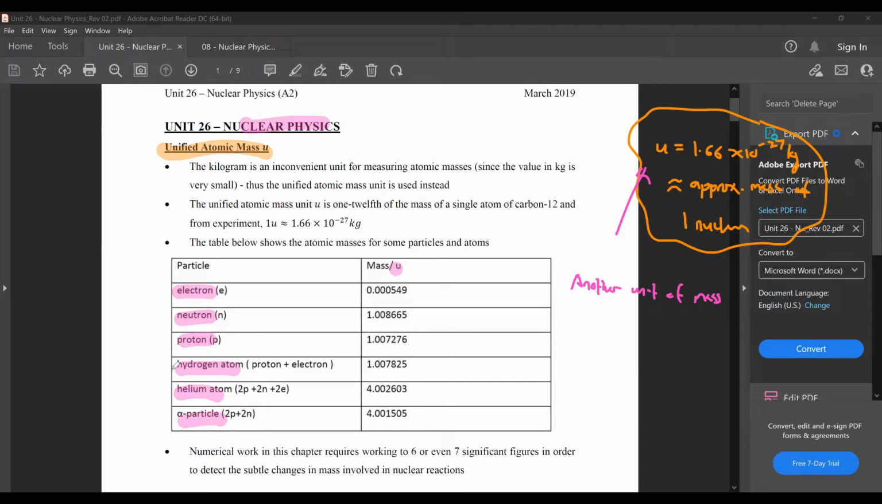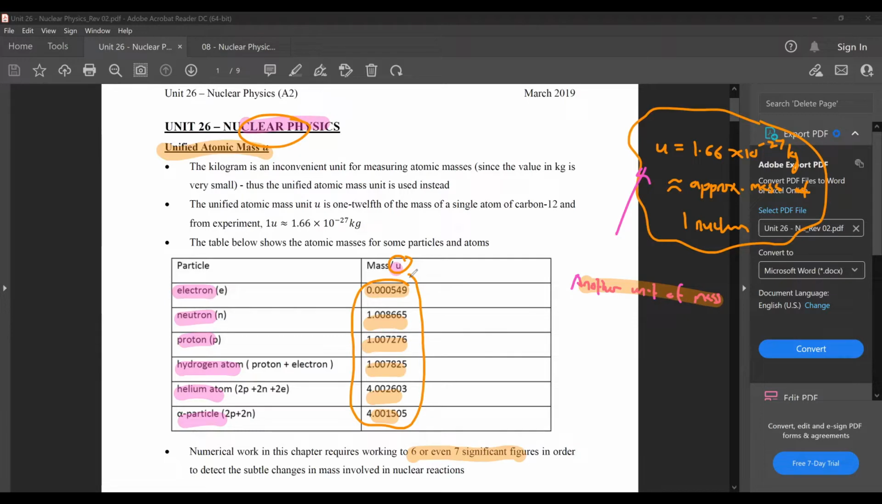So note that all these masses can be expressed in kg, but usually the standard is that rather than expressing them in kg, we tend to express them in terms of U. Okay, you can just think of U as just another different unit of mass. All right, so all the masses that you see here are actually in terms of U. All right, and when you do your calculations in this chapter, a lot of times your workings will involve up to 6 or 7 SF. You can see here, all these masses that are listed here are all the way up to 7 SF.